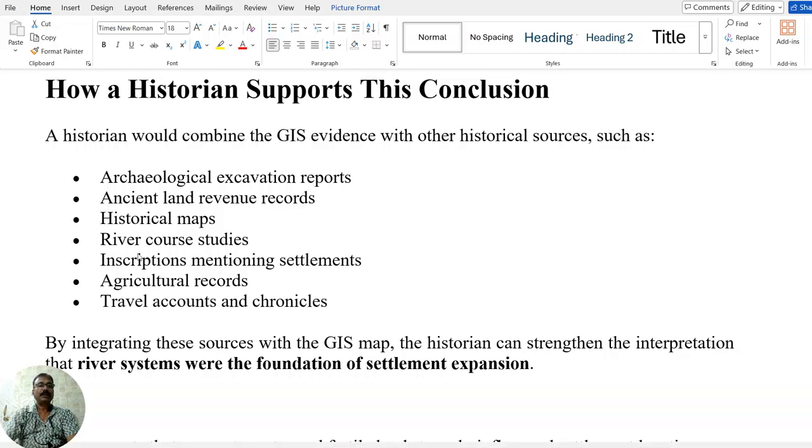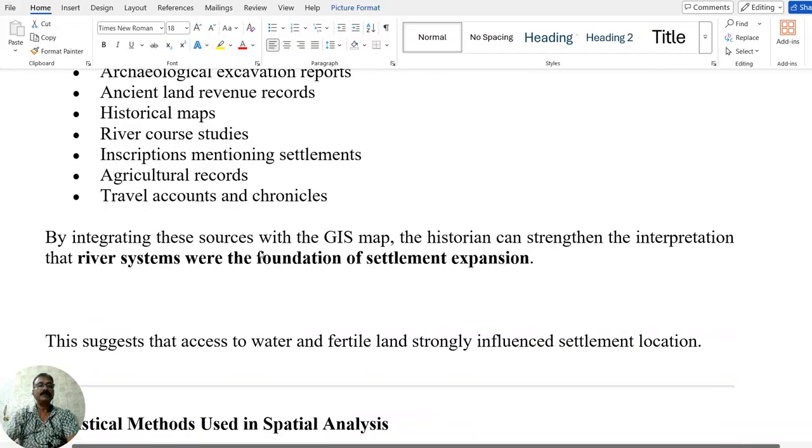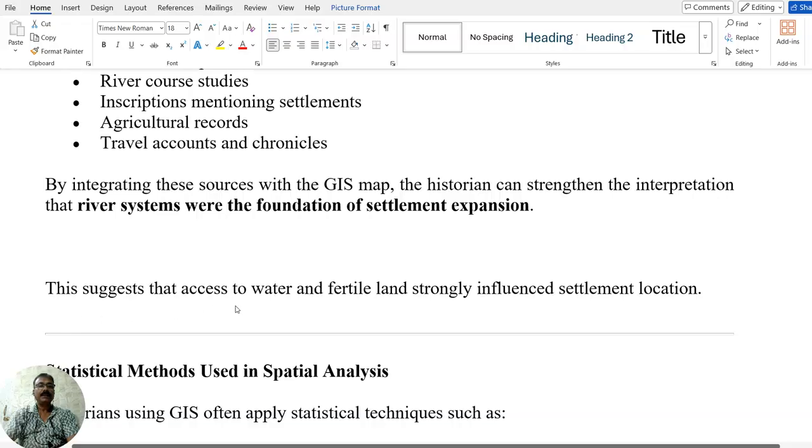historical maps, river course studies, inscriptions mentioning settlements, agricultural records, travel accounts, and chronicles. By integrating these sources with the GIS map, the historian can strengthen the interpretation that river systems were the foundation of settlement expansion. This suggests that access to water and fertile land strongly influenced settlement location.